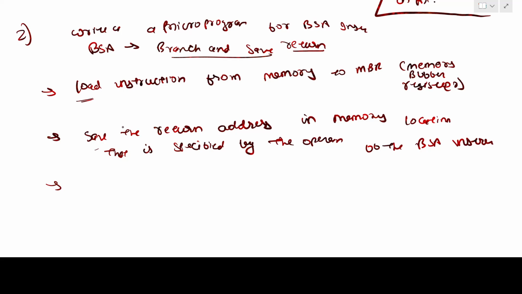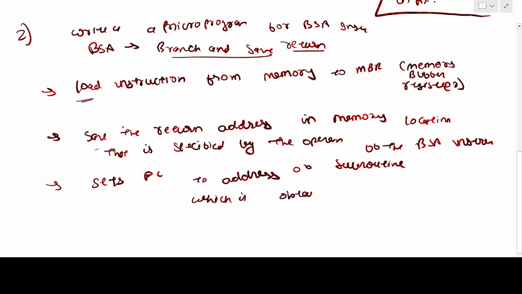Next step, set the PC, the program counter, to the address of the subroutine, which is obtained by adding one to the operand of the BSA instruction.